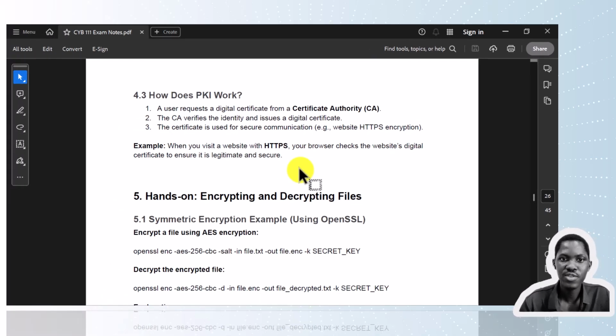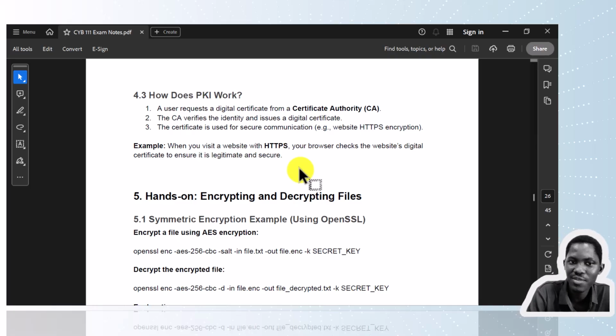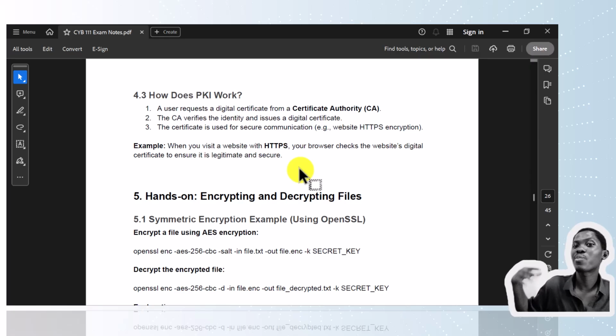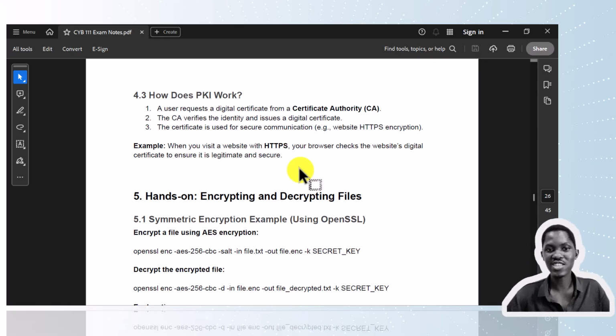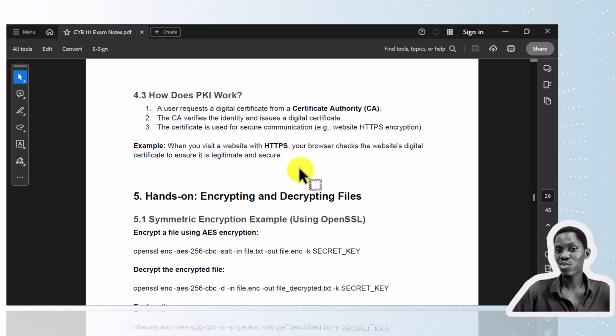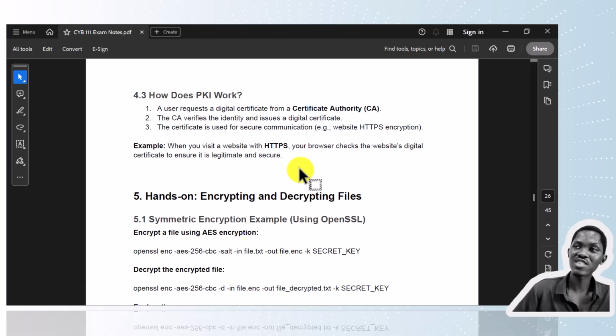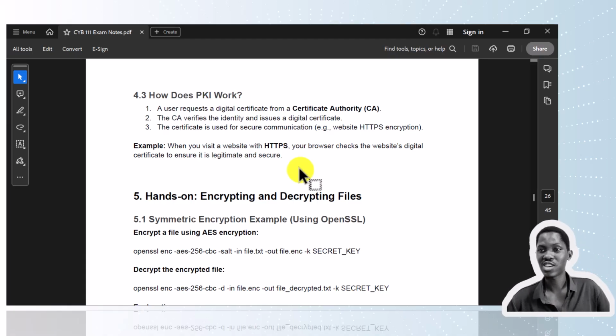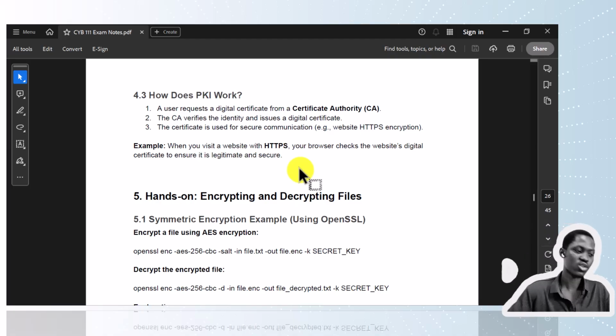For example, when you visit a website with HTTPS, your browser checks the website's digital certificate to ensure it is legitimate and secure. When your browser is checking the certificate, it is also going to check against the certificate revocation list to make sure that particular certificate is still valid and has not been revoked by the issuer, that's the authority, the CA. So it will also check.